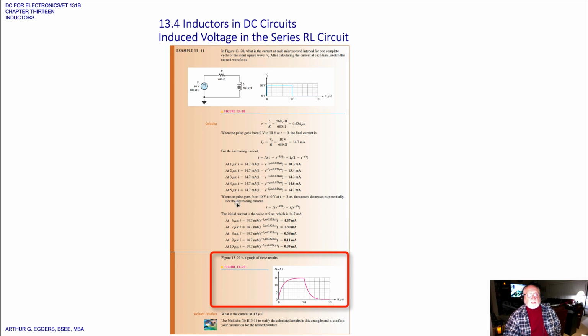Okay, so that wraps up this video and some interesting aspects here on using the time constant to solve for the current at any point, at a very, very small amount of time. 10 microseconds, that's 10 millionths of a second.